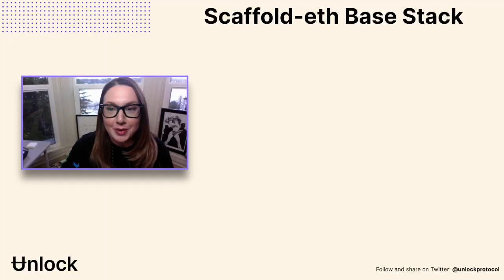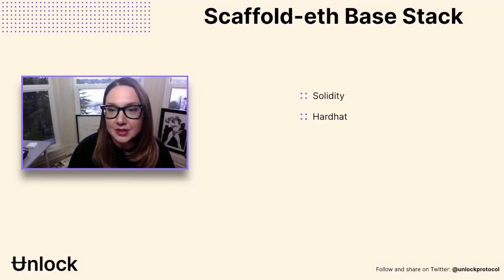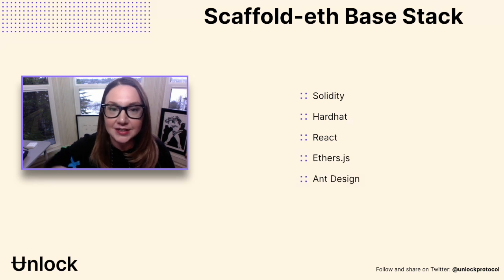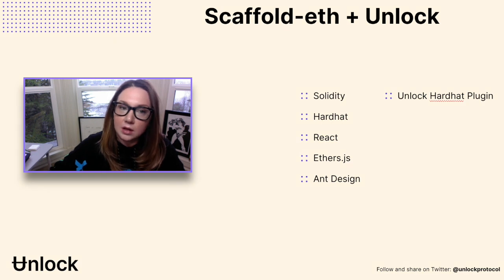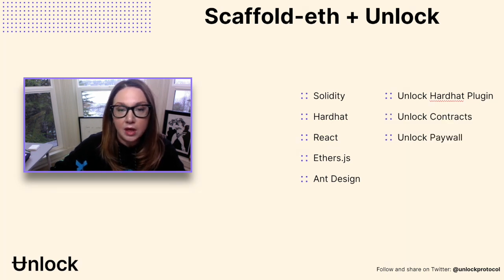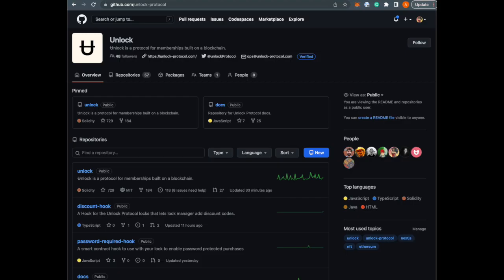The Scaffold-eth base stack includes Solidity, Hardhat, React, Ethers.js, and Ant Design. We've added 3 additional packages: the Unlock Hardhat plugin, the Unlock Contracts package, and the Unlock Protocol paywall package. You can find the Unlock flavor of the Scaffold-eth repo under the Unlock Protocol organization on GitHub.